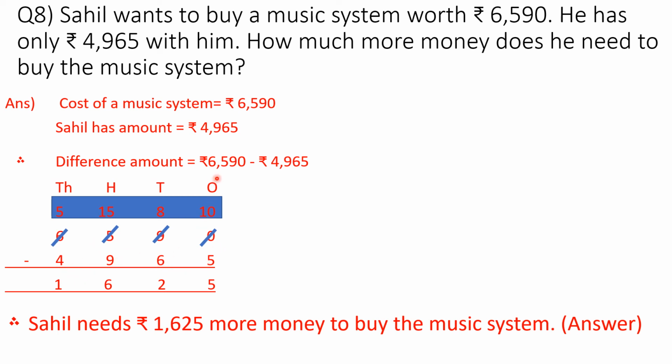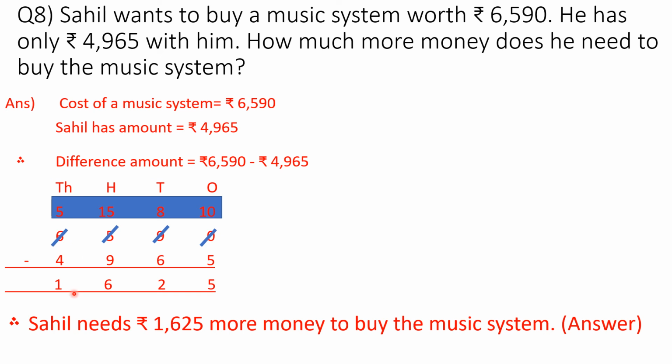Now under the ones column, subtract 5 from this 0. It's not possible. 0 will borrow from this 9. 9 becomes 8 and 0 becomes 10. So 10 minus 5 is 5. 8 minus 6 is 2. And under the hundreds column, you have to subtract 9 from 5. It's not possible. So 5 will borrow from this 6. 6 becomes 5 and this 5 becomes 15. Now 15 minus 9, that is 6. Under the thousands column, you have to subtract 5 minus 4, that is 1.